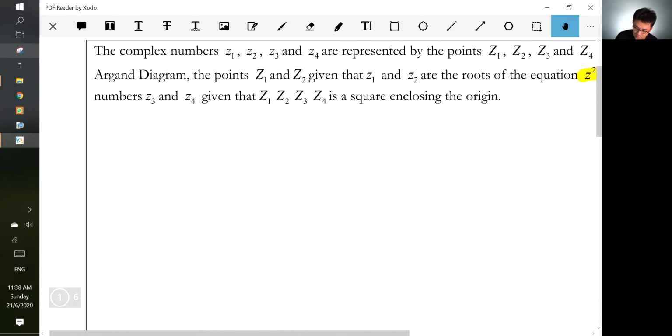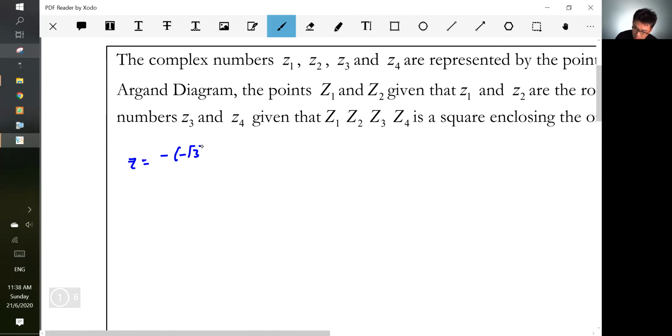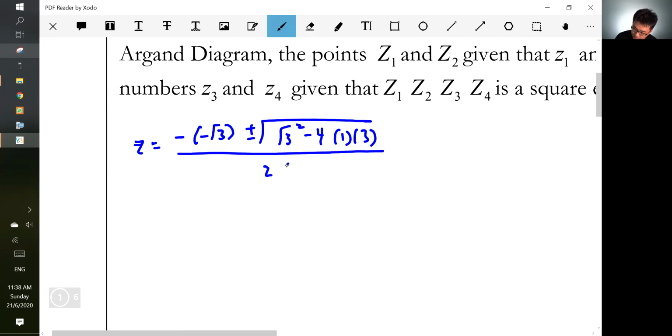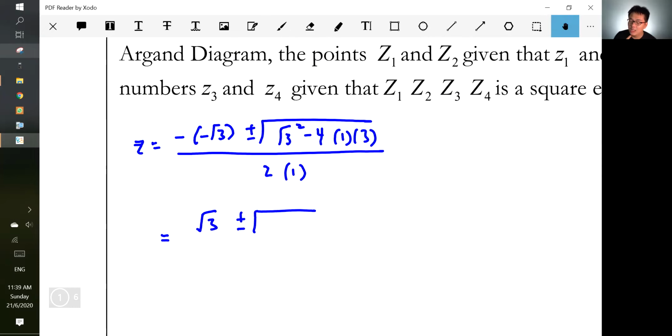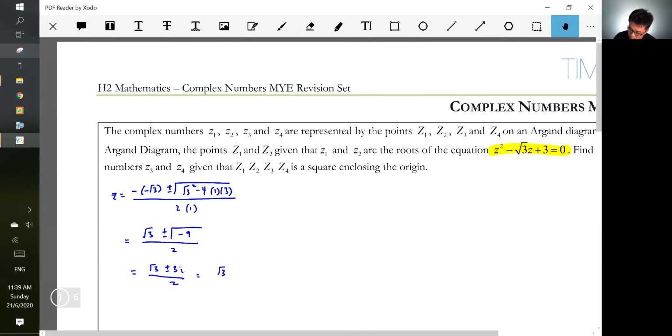This one shouldn't be a problem. Just use Z equals minus B, which is minus root 3, plus minus root of B squared minus 4AC, over 2 times 1. So this is root 3 plus minus root of 3 minus 12, which is minus 9, over 2. So this will be root 3 plus minus 3i over 2.